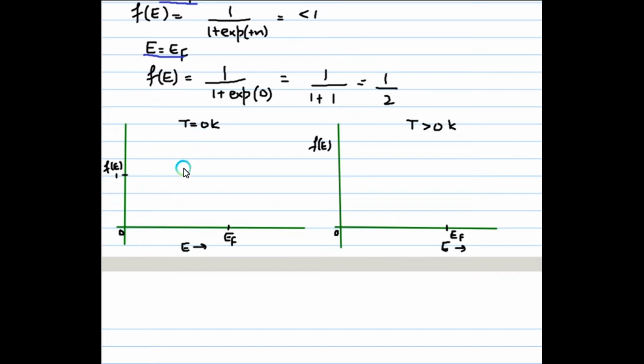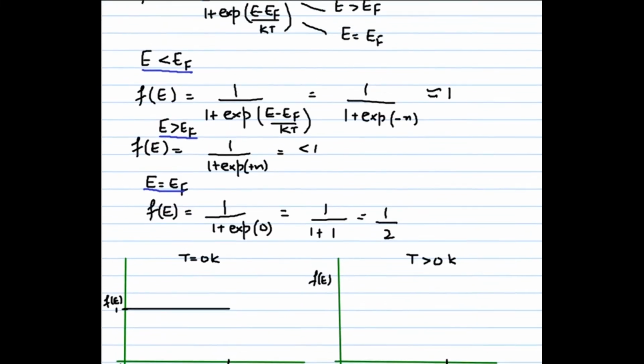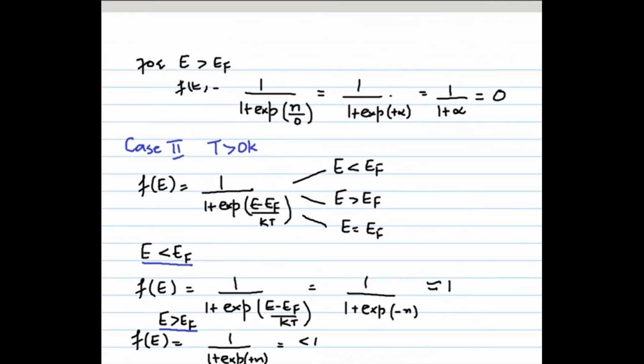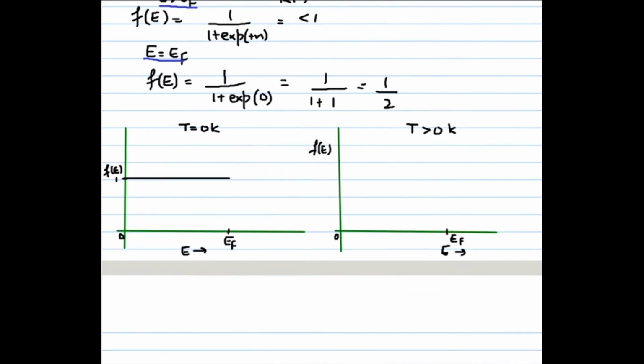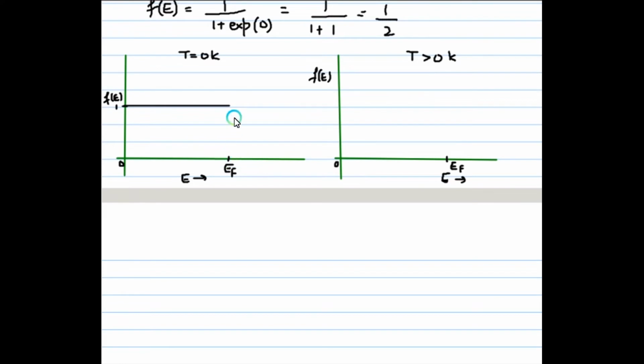Now for the temperature T equals to 0, when energy E is lesser than EF, the Fermi-Dirac distribution function has a value of 1. So we plot it like this. Now when energy E is greater than EF, the f of E has a value of 0. So this is how the Fermi-Dirac distribution function looks when T is equivalent to 0.